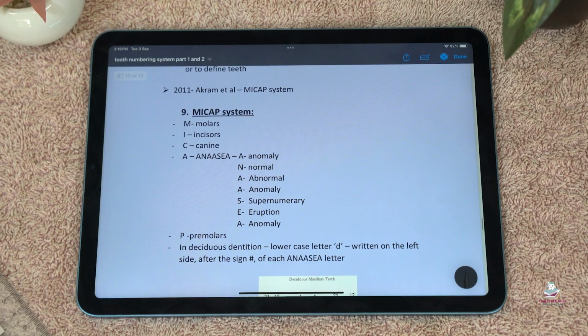Then in 2011, Akram et al. invented the system, which is the MIC-SAP system. So M for molars, I for incisor, C for canine, A for anomaly; in anomaly, A for anomaly, N for normal, A for abnormal, A for anomaly, S for supernumerary, E for eruption, A for anomaly, and P for premolars.